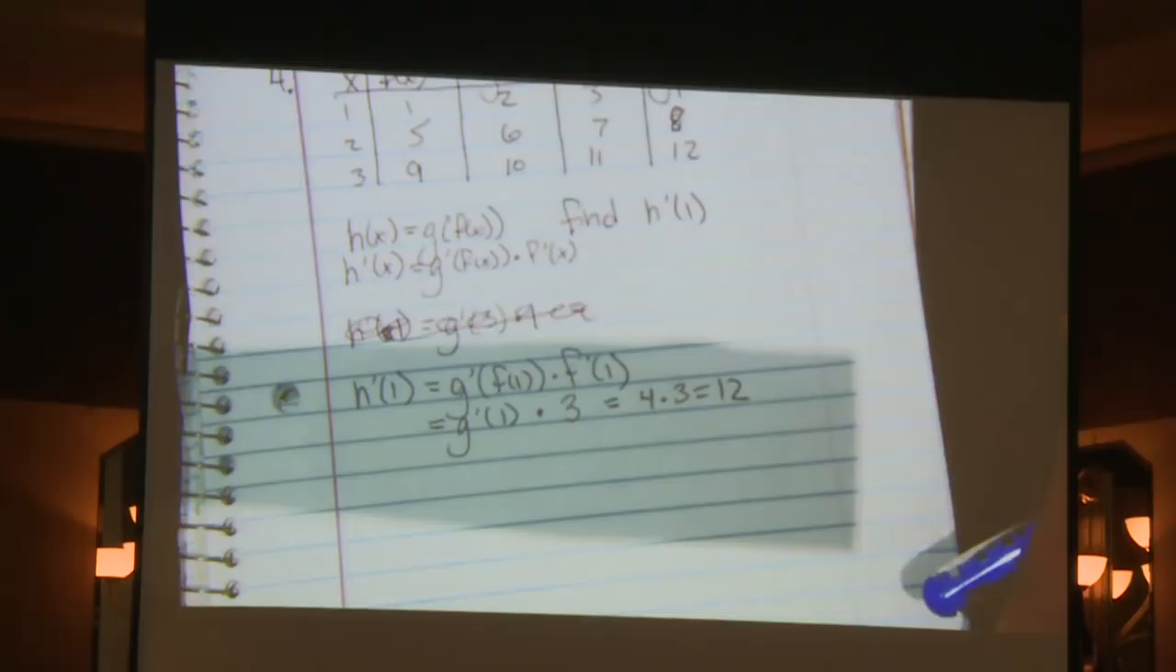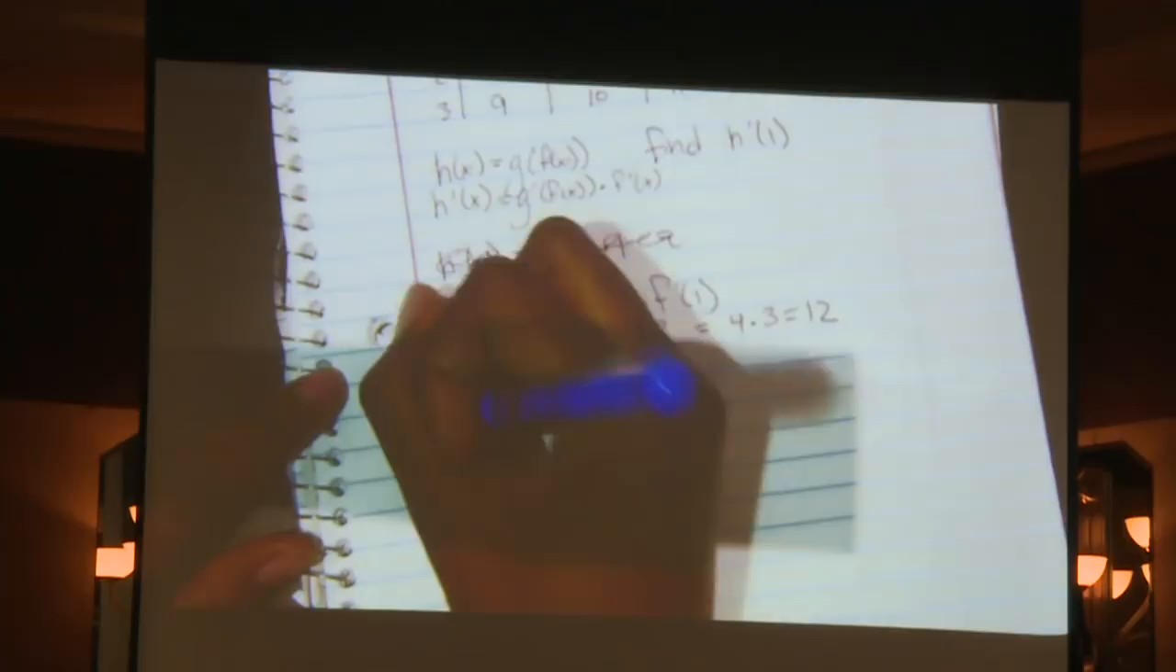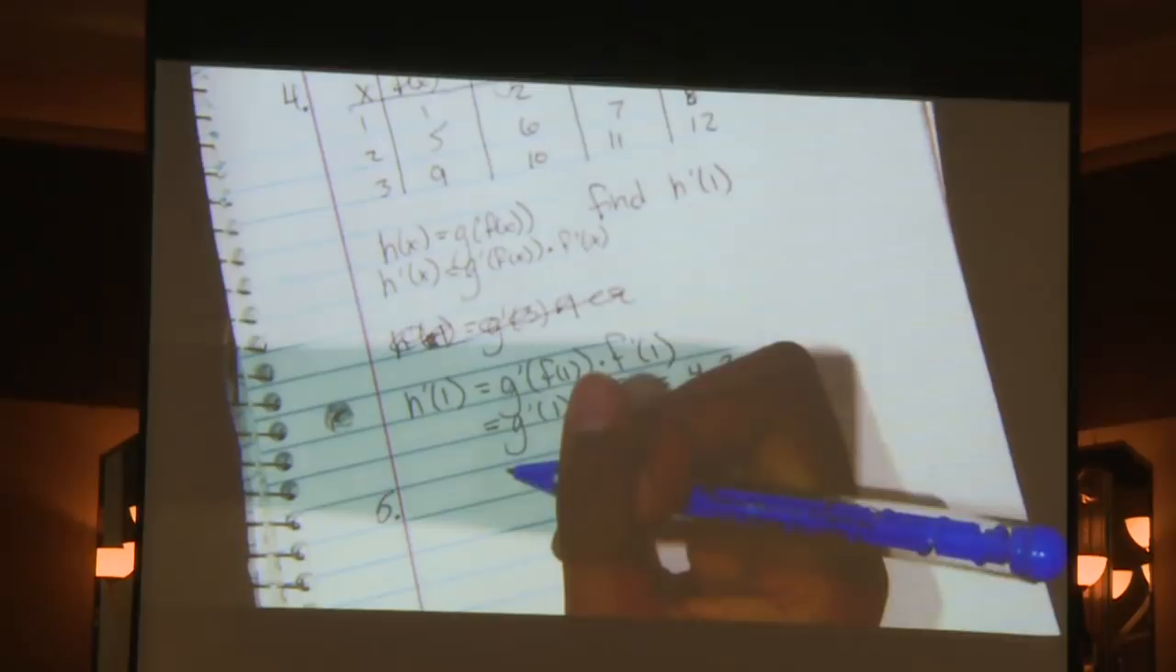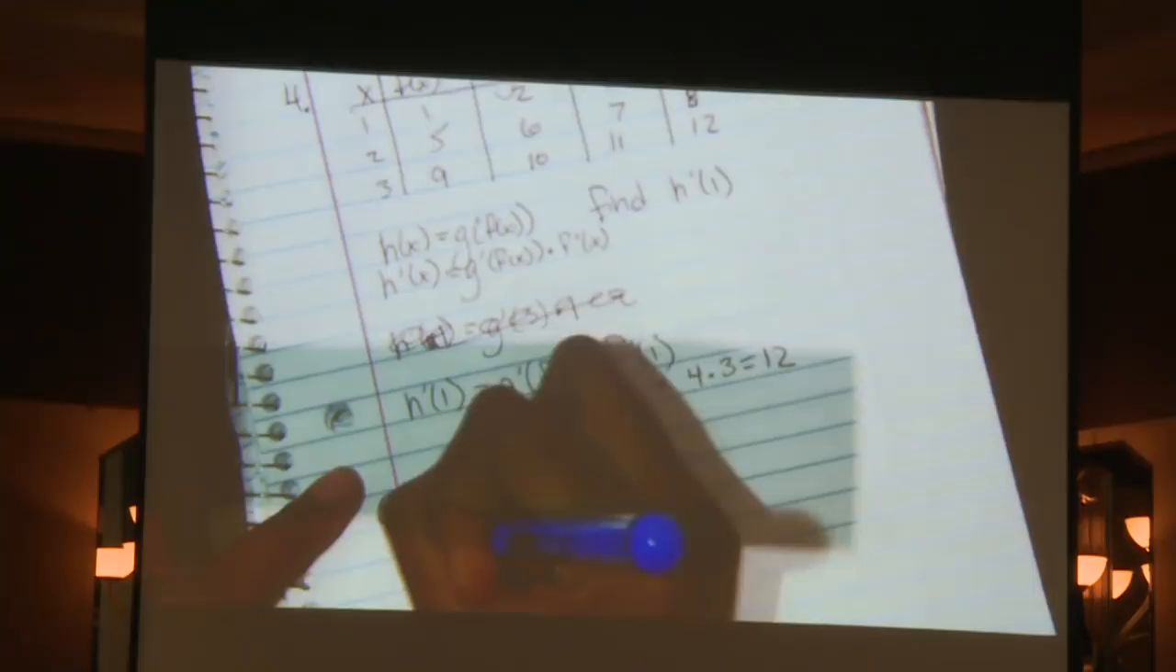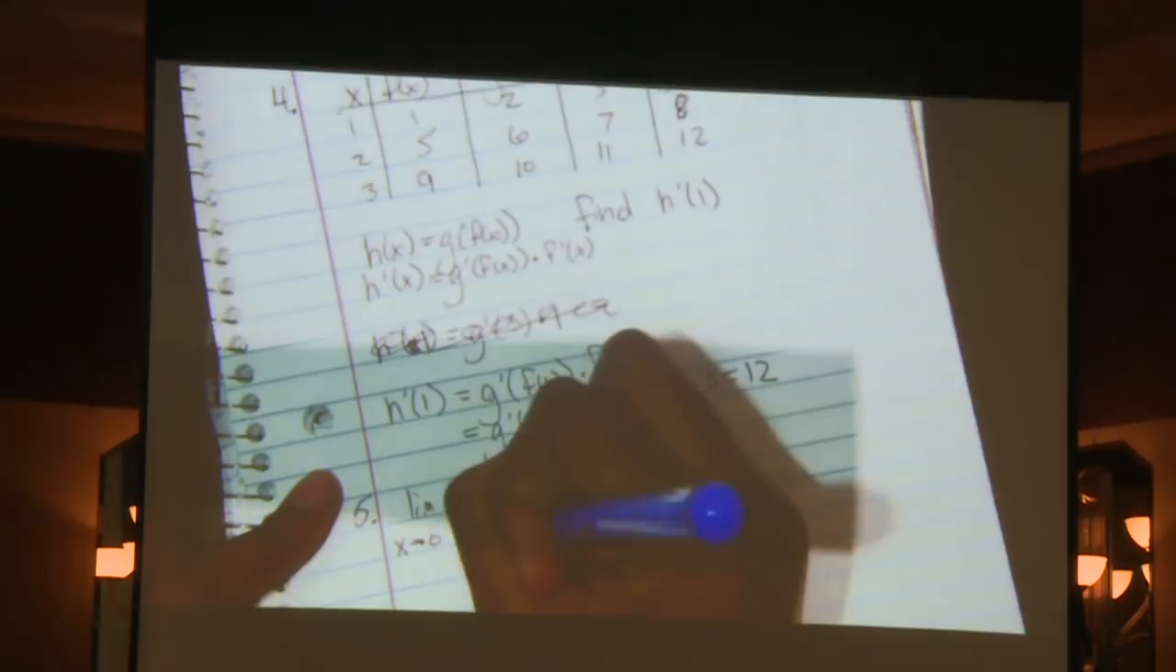Okay? Questions? All right. Number 5. This is asking me to take the limit, evaluate, x approaches 0 of sine of 2x over sine of 7x.